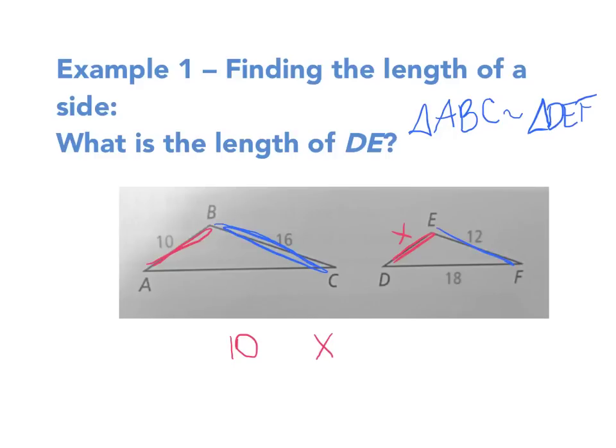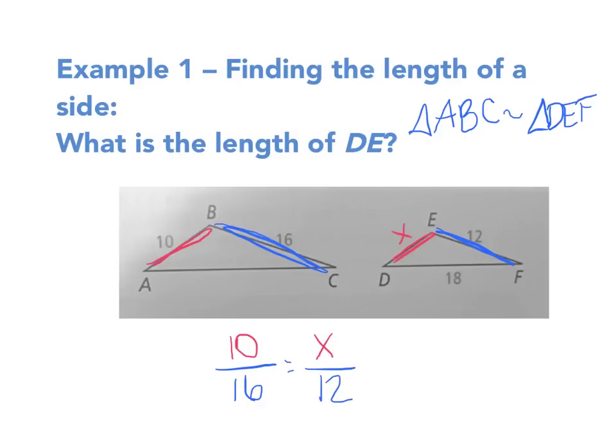And now my other lines have to go on the same line below that, and below the triangle that they belong to. So 10 and 16 are the same triangle. I'll put them as the same ratio. And X and 12 are the same triangle, so I'll put them on the same ratio.